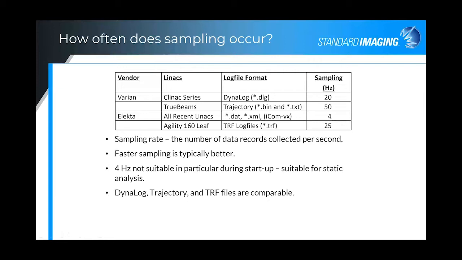The sampling rate here, though, is 4 records per second, which is problematic, for example, during startup, but is still more than suitable for static analysis, such as a composite fluence comparison that I mentioned earlier. The sampling rate for the other 3 files is quite good. We would like to be able to access the TRF files from Elekta LINACs. All of these files contain a wealth of information. The question is, are you making good use of the data in your clinic?